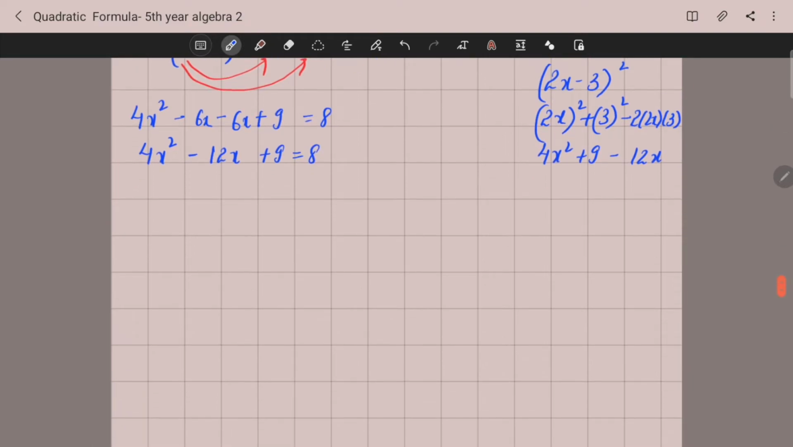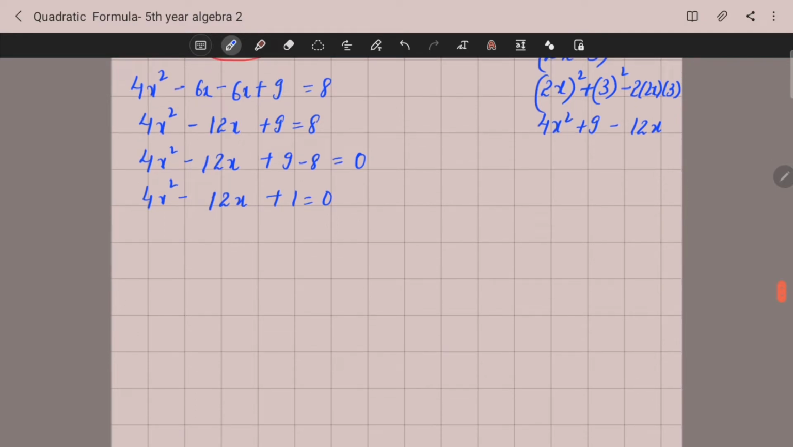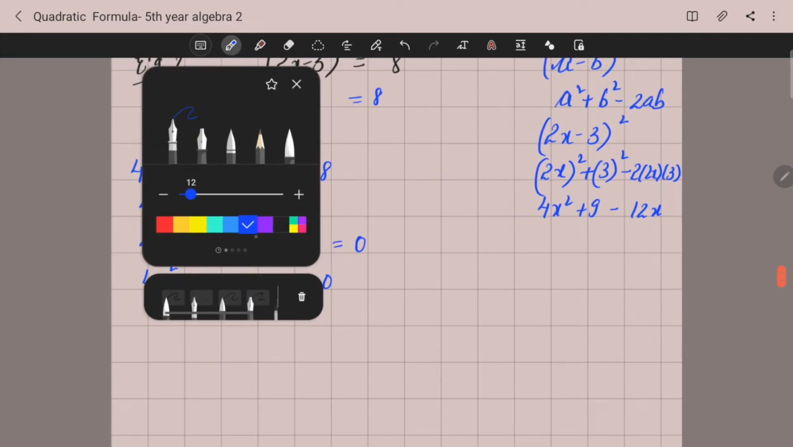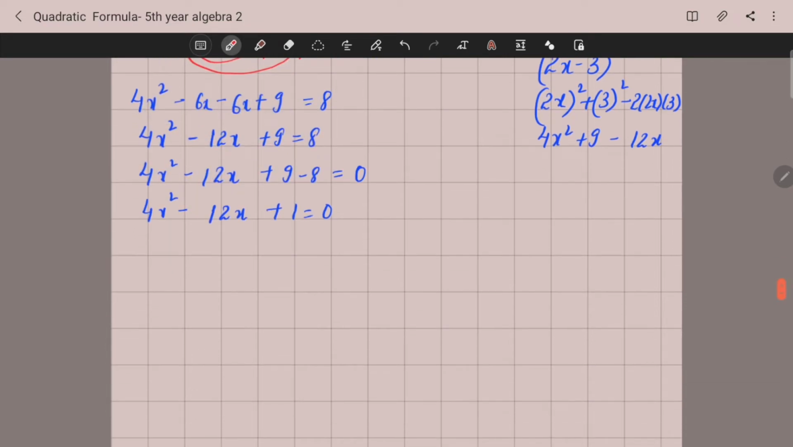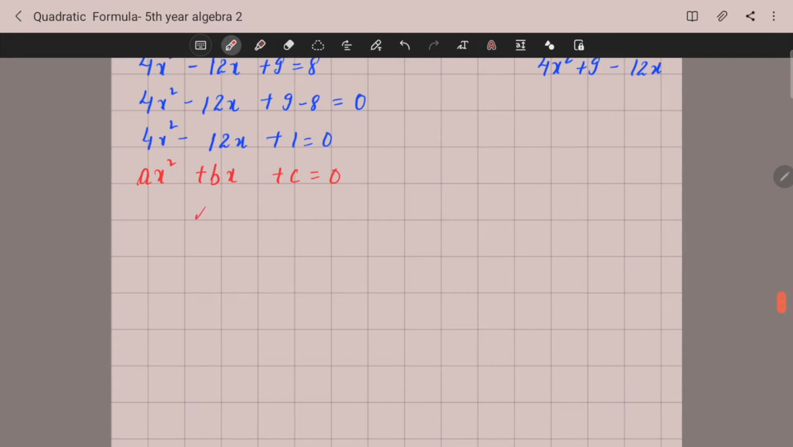Now what we have to do, we have to make the quadratic equation. We just take this 8 to the left hand side, and this is equal to 0. 4x square minus 12x plus 1 is equal to 0. Now this is our quadratic equation. We compare this equation with ax square plus bx plus c is equal to 0. Now we will write the values: a is 4, b is minus 12, c is 1.